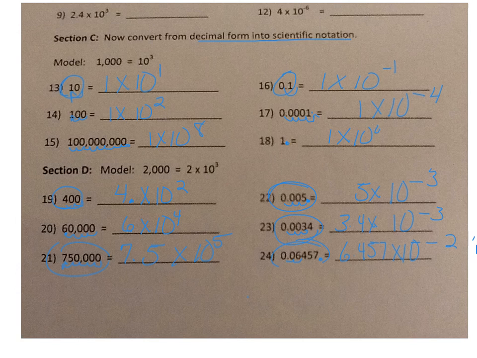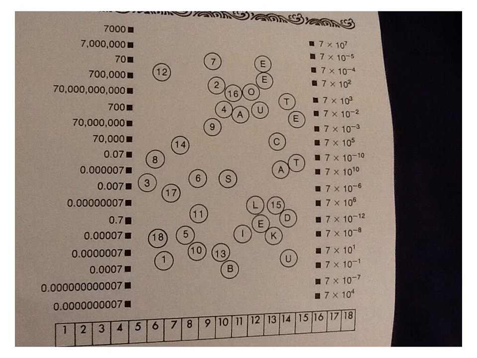Now we're going to move on to the next worksheet. Now this one's kind of a playful worksheet. You have to match the standard form with the scientific notation form. And as you draw a line to match, it's going to go through a number and a letter, and that's going to tell you what to put down in the code box. And so it's going to answer the question. So what we're going to do is, let's zoom in on 7,000.